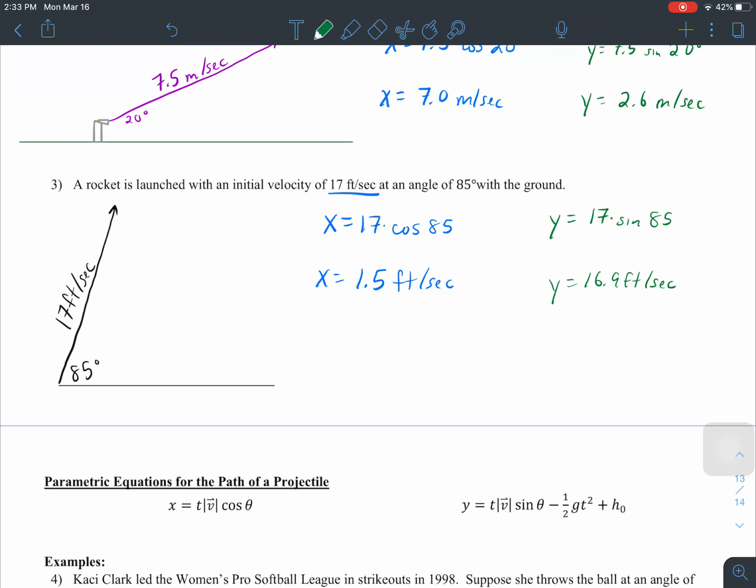And again, this makes sense. If a rocket is being shot up, it's going to try and go higher than it is going to go horizontally.